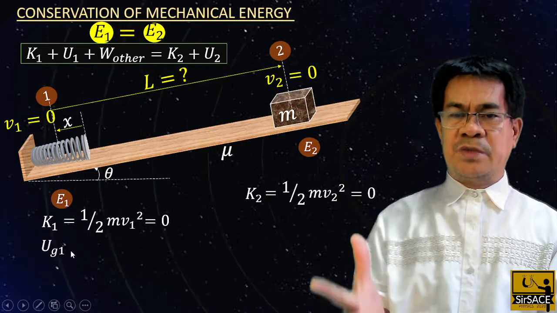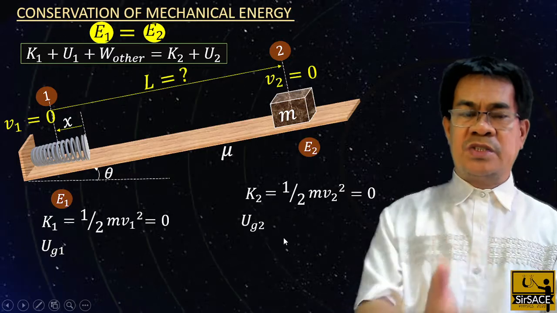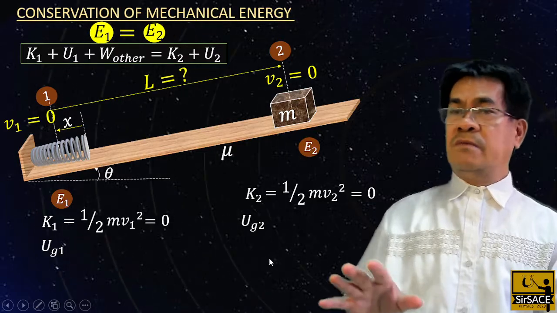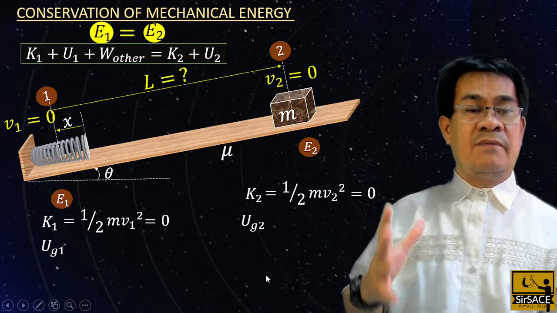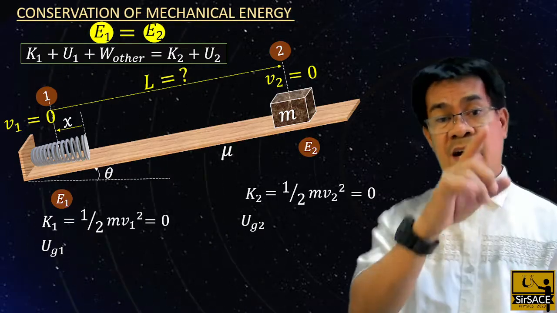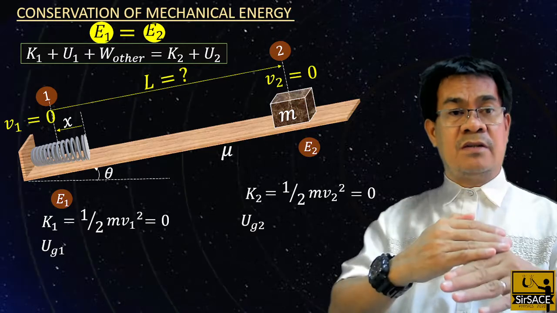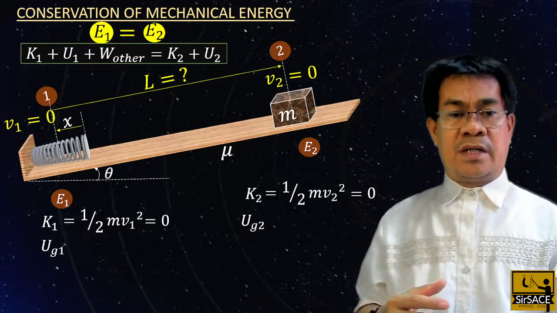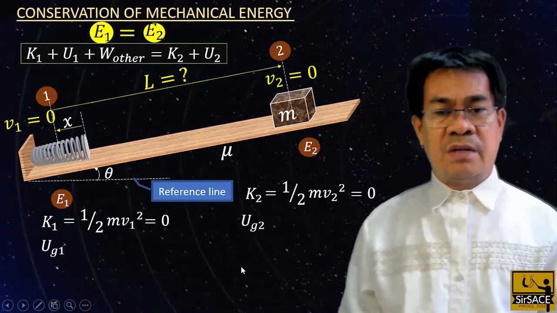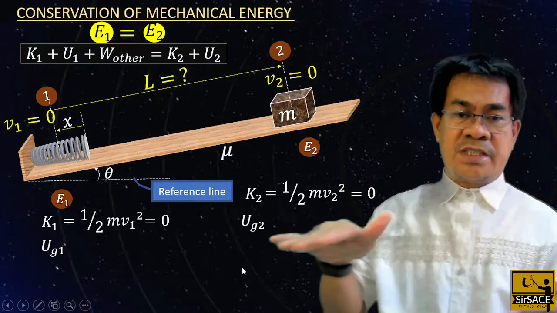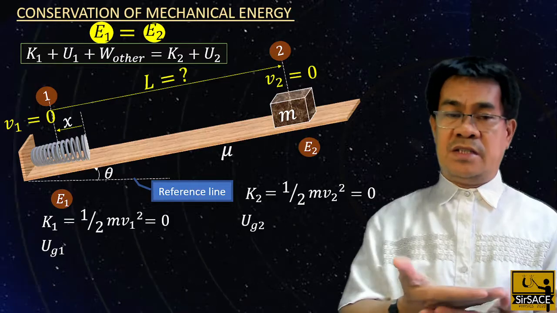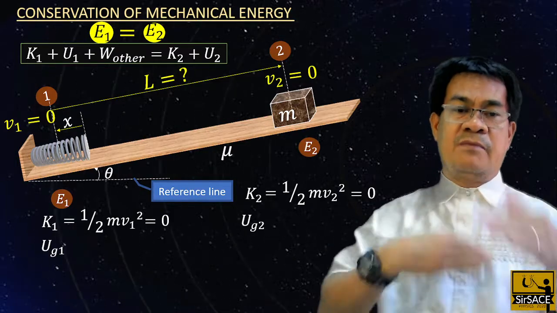We have the gravitational potential energy initial and we have the gravitational potential energy final, UG1 and UG2. Now remember, in our previous video, we understood that the gravitational potential energy is the product of the mass, the acceleration due to gravity, and its vertical separation, which is height. And take note that we can solve for the gravitational potential energy if we establish the reference line. Now, choosing the reference line, you can choose any, provided that you can provide the height in that case.